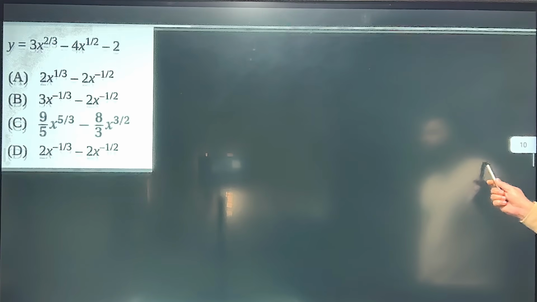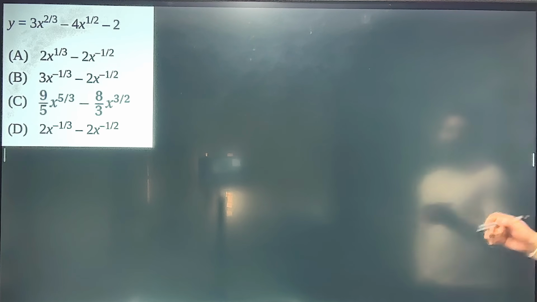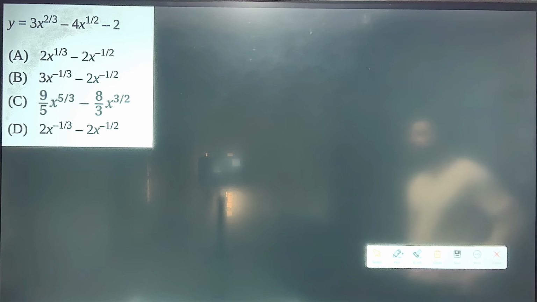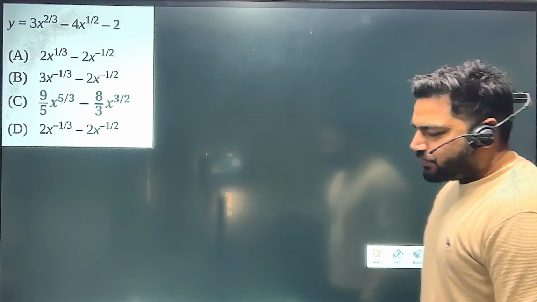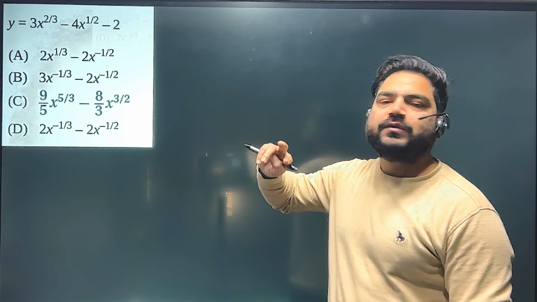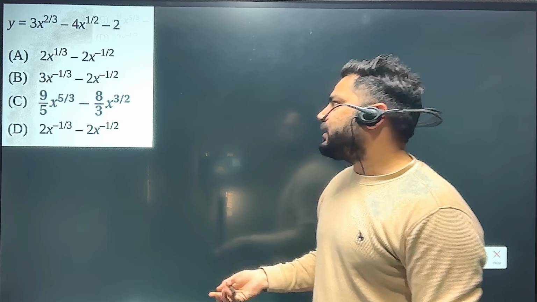Next question is this: y is equal to 3 into x power 2 by 3. This is a basic question, and we can solve it. In this type of basic question, what we need to do is just the power will come ahead and one power will be less. The basic property we will apply: the power comes ahead and one power is subtracted.